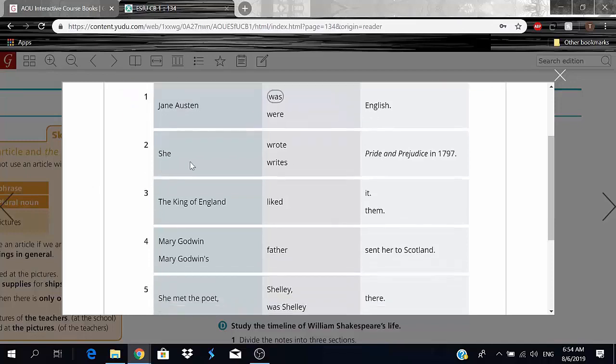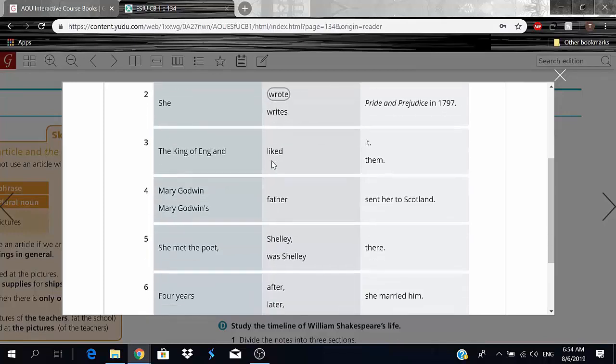Okay. 2. She wrote or writes Pride and Prejudice in 1797. So wrote. The reason for that is because we're using past simple in sentences about past events. Okay, obviously this is a past event, so we use past simple, and in this case it's wrote. All right. Here we have number 3. The King of England liked it or them. And obviously it, because we're talking about one thing, you guys, okay? It's a use of object pronoun.